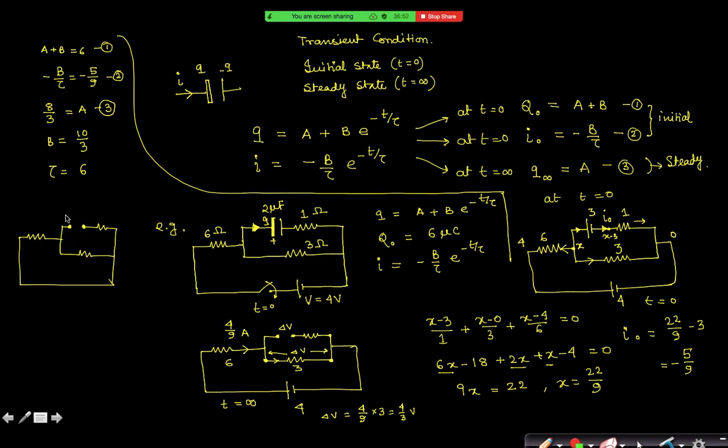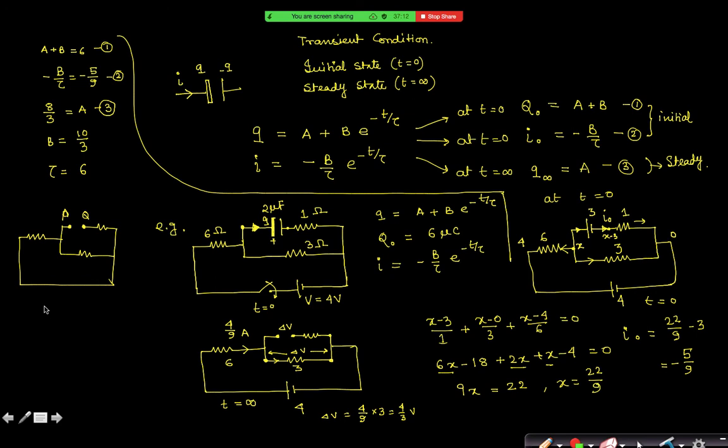Now can you see what is the equivalent resistance between these points P and Q? I have selected this point just across the capacitor. Just across the capacitor, what is the equivalent resistance for this network? Can you tell me?